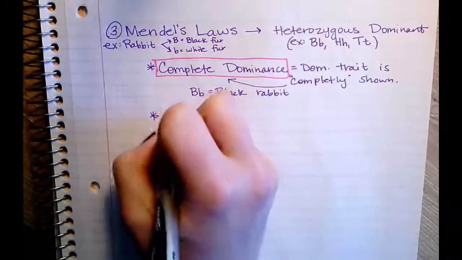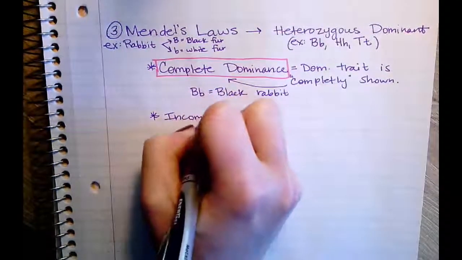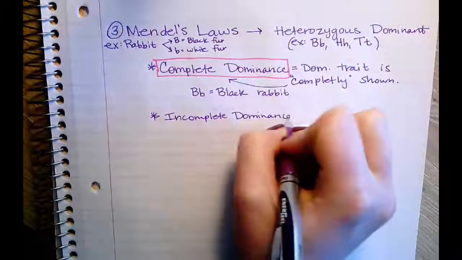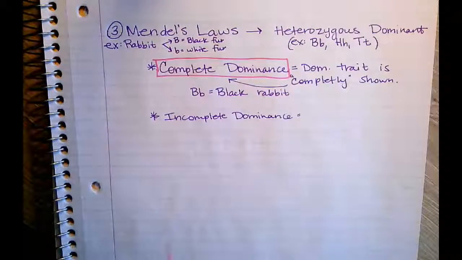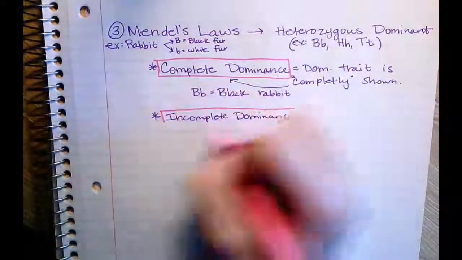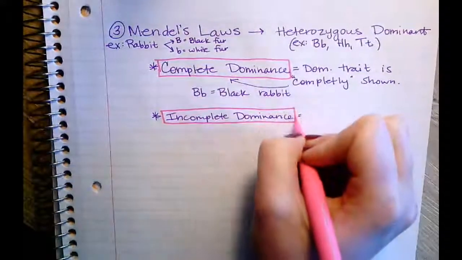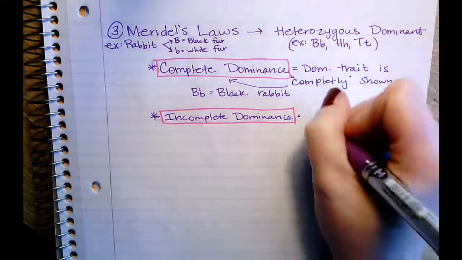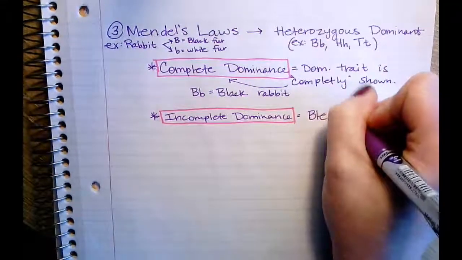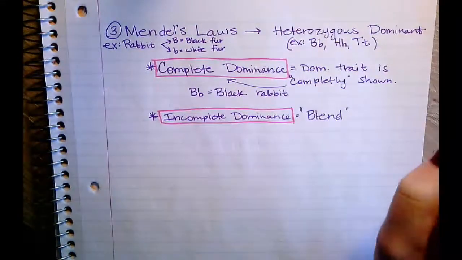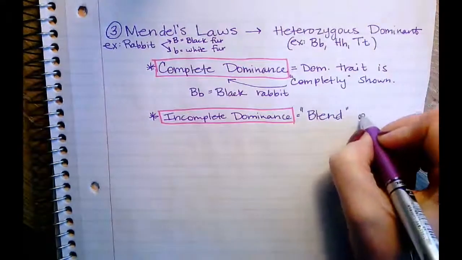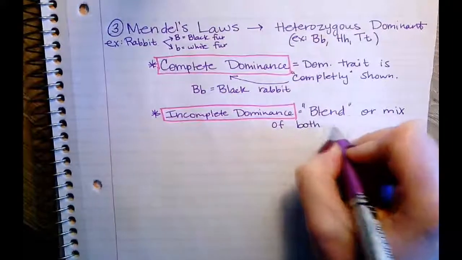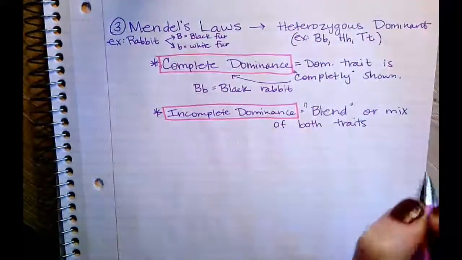The second law is incomplete dominance. What I like to think about is, let's say you want to do your homework and it's incomplete. It's not done, but it's kind of done. It's kind of a blend. So I'm going to call this one a blend. It's kind of halfway there. So it's a blend or a mix of both traits.